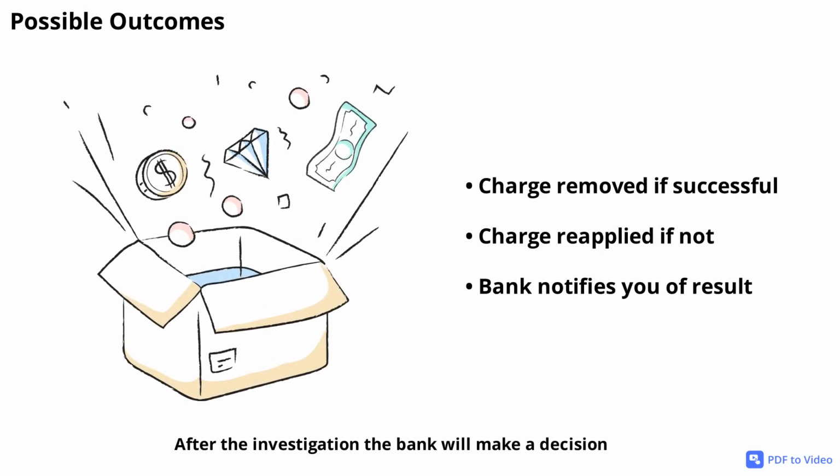After the investigation, the bank will make a decision. If your dispute is successful, the charge will be permanently removed from your account. If not, the charge will be reapplied, and you'll be responsible for paying it. The bank will notify you of the outcome and explain their decision. If you disagree, you may have the option to appeal or provide additional information.